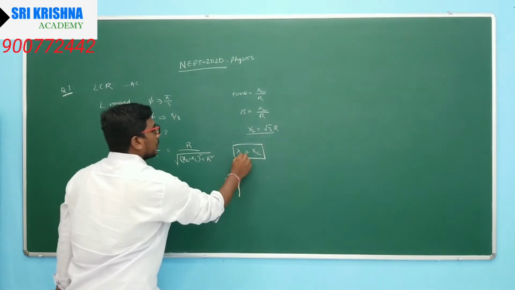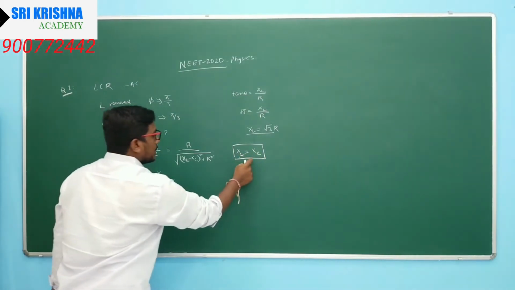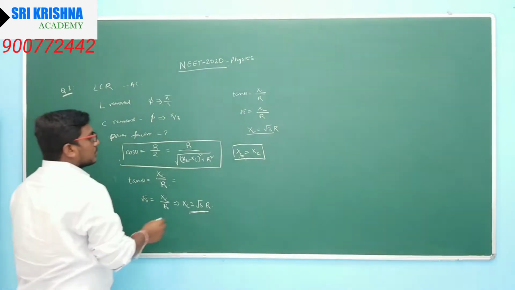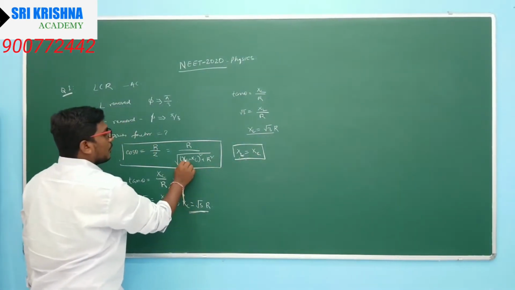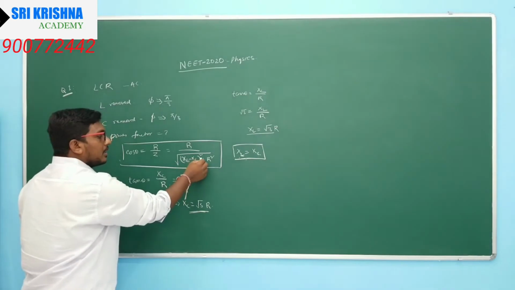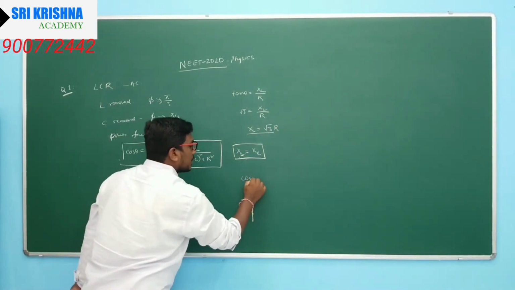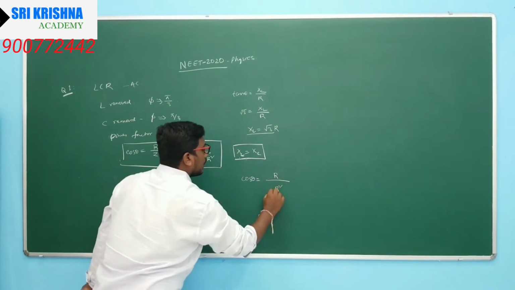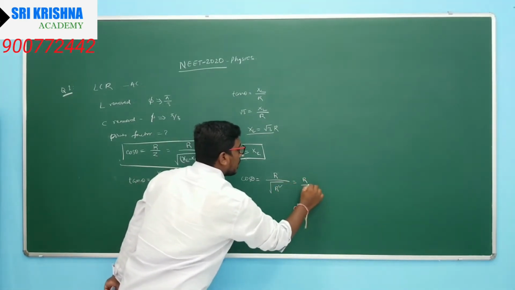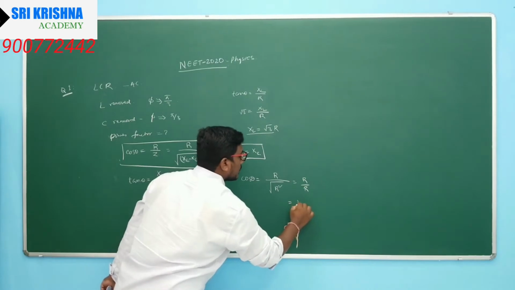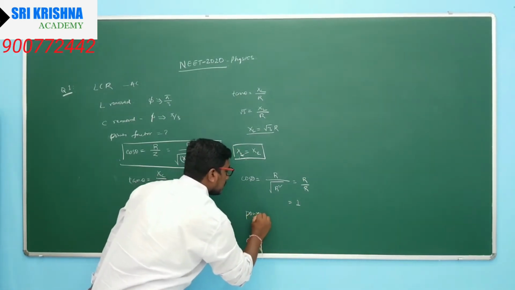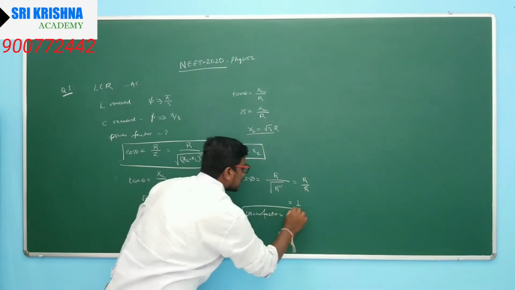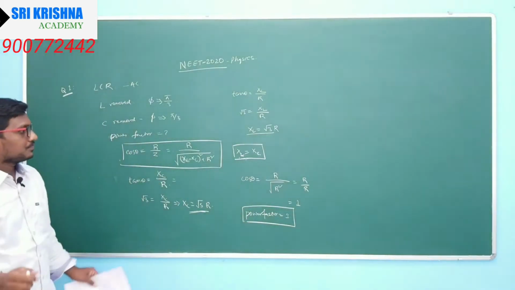So substitute this in the power factor formula. When XL and XC are equal, this will become 0. So cos theta will become R by square root of R square, so this becomes R by R, which is 1. So the power factor is 1. This is the answer.